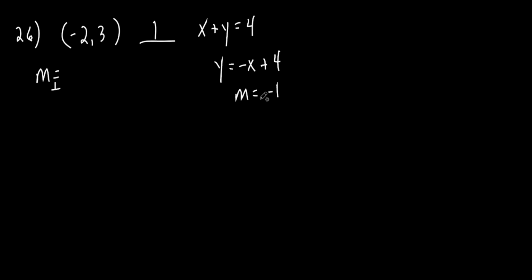Our line's got to be perpendicular to this line. How do we find the slope of a perpendicular line? Right, you do the negative reciprocal. You take the opposite sign and you flip the fraction. So what's the opposite sign of negative? It's positive. Flip 1, it's still a 1. So really, what's the slope of the perpendicular line? Positive 1. That's the key to doing that problem right there. The rest is just kind of work.